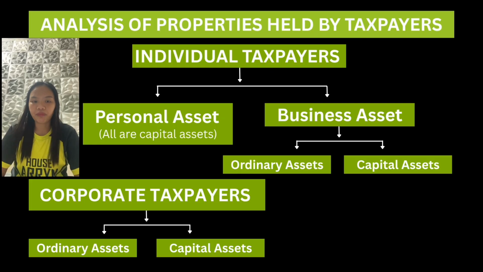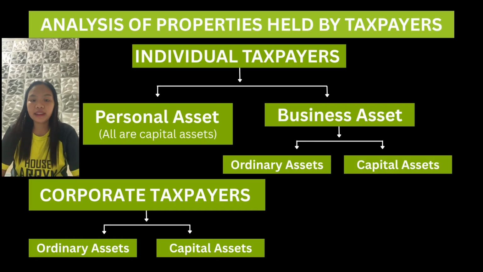Business assets can be further classified as either ordinary assets or capital assets, depending on their use within the business. Corporate taxpayers also classify their assets as either ordinary assets or capital assets, based on their use within the business. Important note: asset classification is relative. The same asset can be classified differently depending on the taxpayer's business activities.